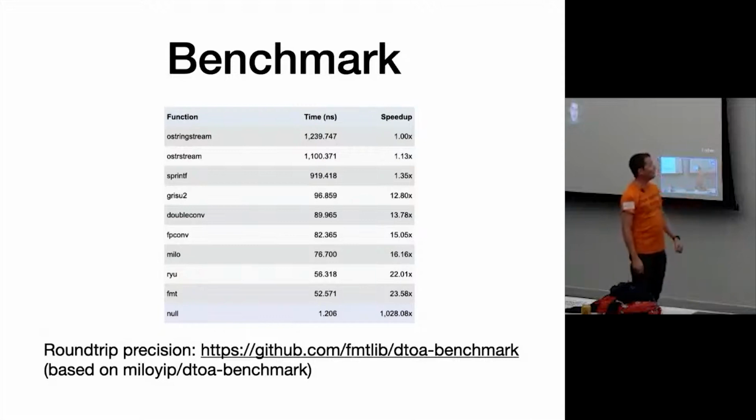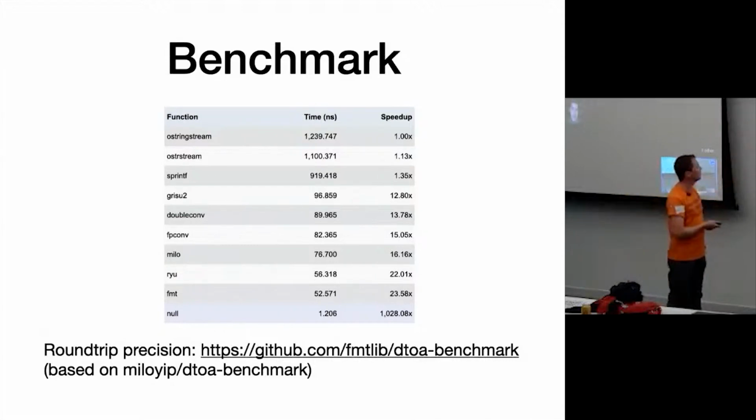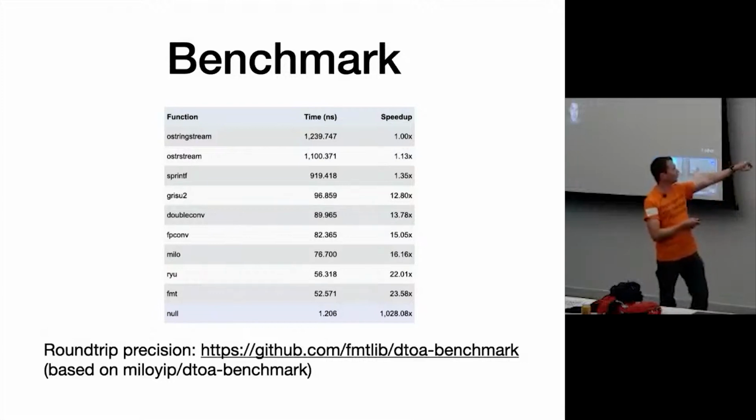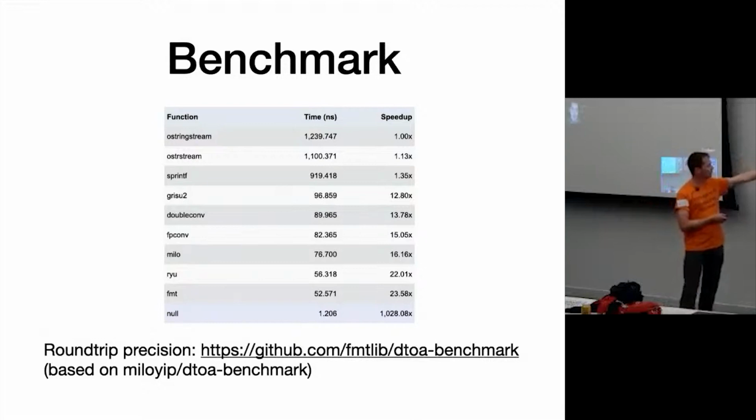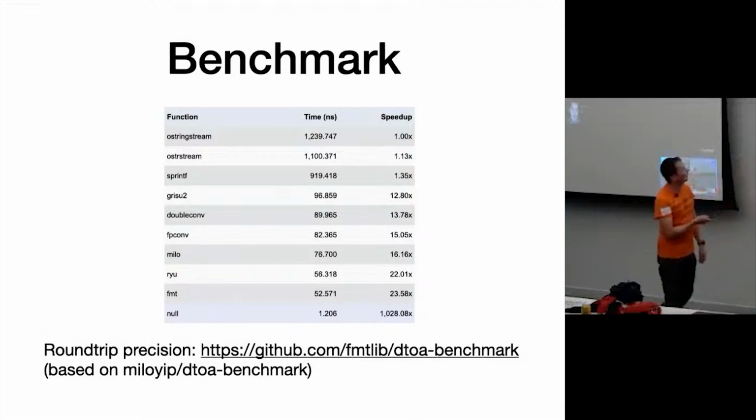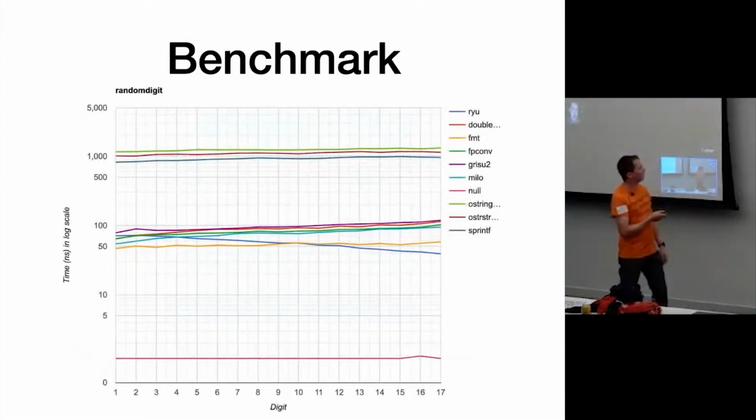And this is another benchmark now for floating point. A bunch of algorithms: string, printf, double-conversion, and FMT. A little bit outdated, unfortunately.